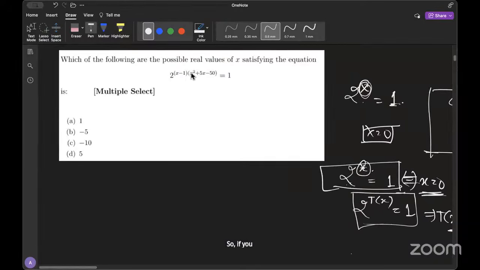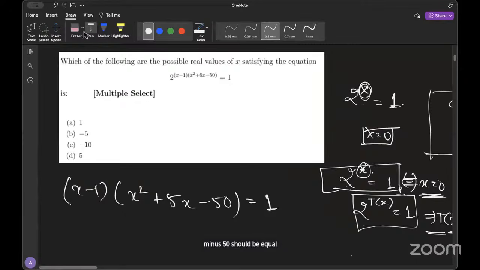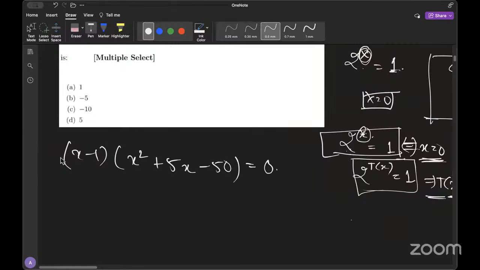So if you have 2 raised to some power and that thing equals 1, that means that function should be 0, right? That means x minus 1, x square plus 5x minus 50 should be equal to 0. Now you just have to find the roots of this polynomial. One root is already factorized as a linear factor, so this will give you x equals 1. And the quadratic is going to give you two roots, which you'll have to find.